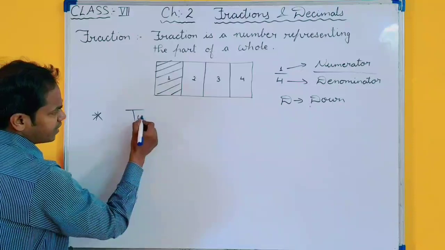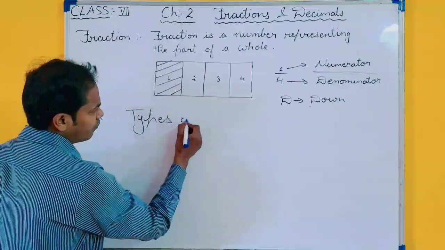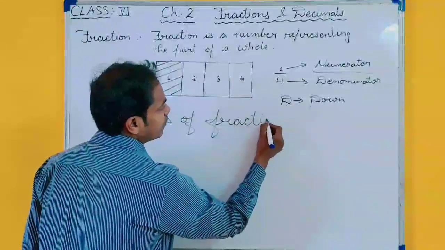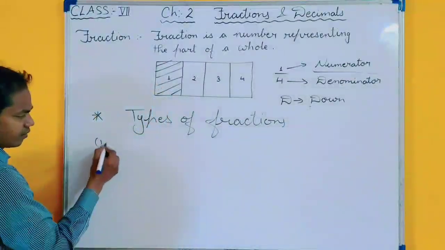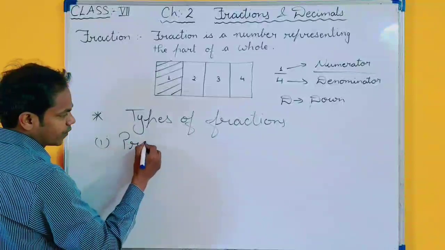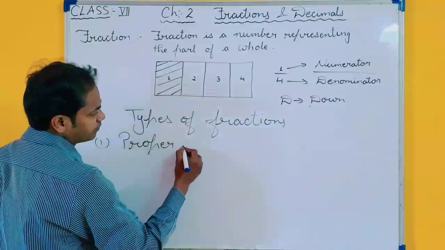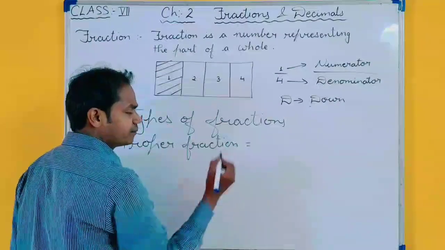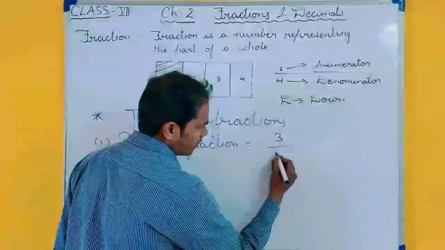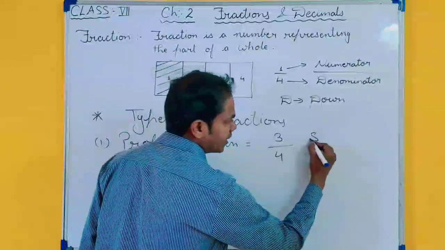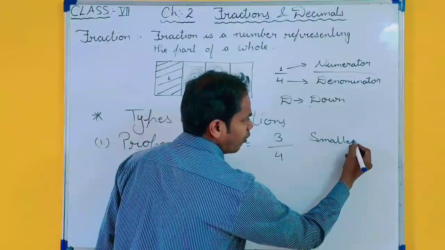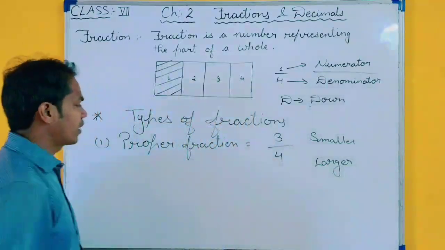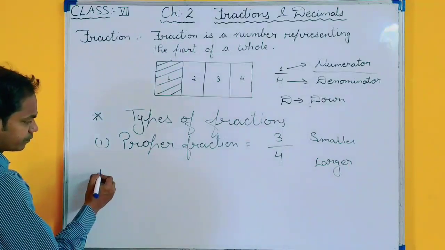How many types of fraction are there? There are 3 types of fractions. First is proper fraction. Now what is proper fraction? When your numerator is smaller than denominator, then it is known as proper fraction.